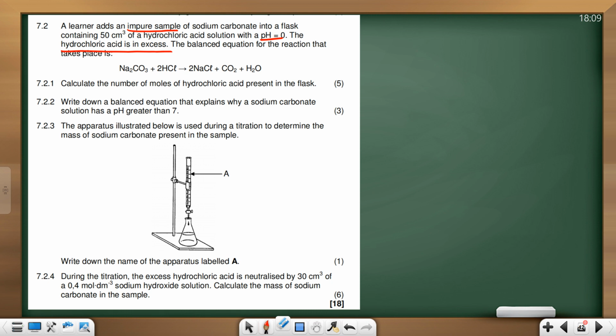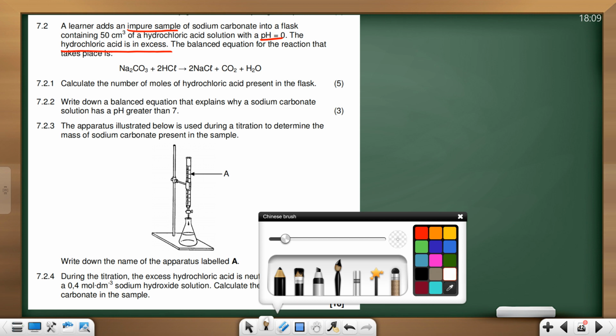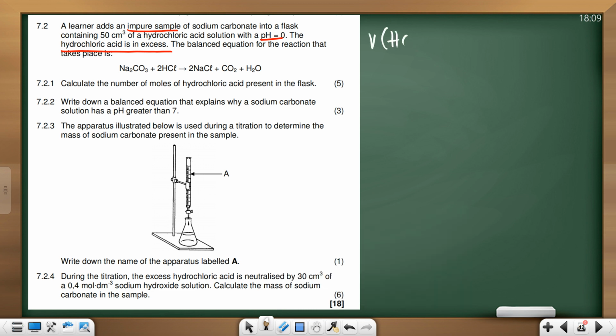All right. First one, calculate the number of moles of hydrochloric acid present in the flask. Let's go back again. The learner adds an impure sample, which we don't know, into a flask containing 50 cm³. So we know the volume of HCl as 0.05 dm³. Please don't make a mistake, always convert. We are told that the pH equals 0.